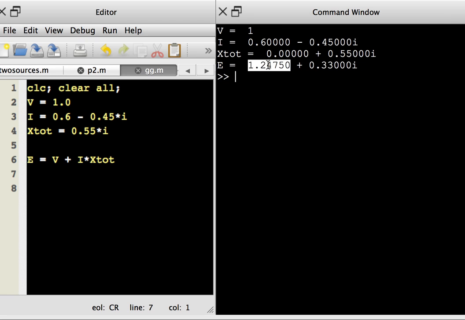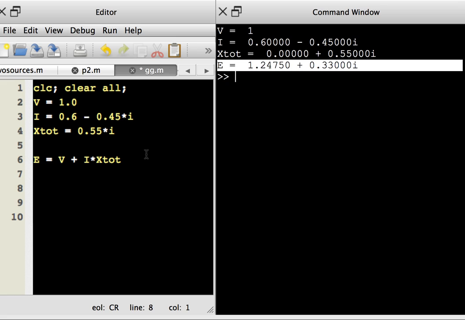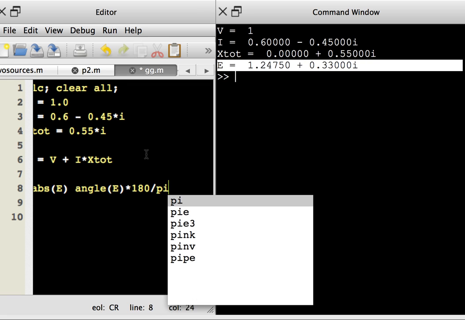Here I am getting E as 1.2475 plus this. So let me convert E into real and imaginary components. I'm sorry, E into polar form, so the absolute value of E and the angle of E, multiplied by 180 by pi.